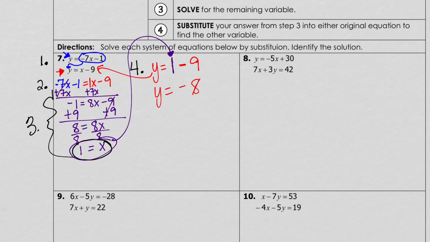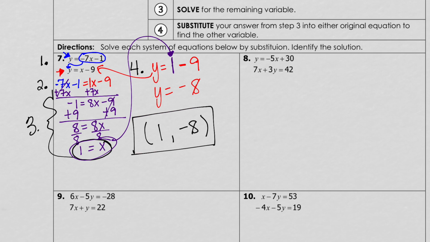My final solution for this is going to be putting my answers, my x and my y, into a coordinate pair. So we're going to have (1, -8). This is what I want to see for final solutions. Okay?